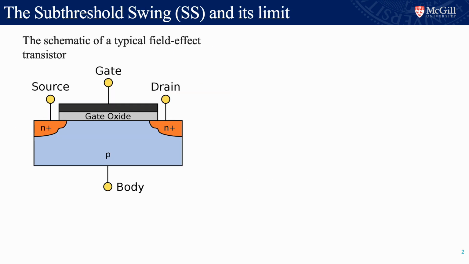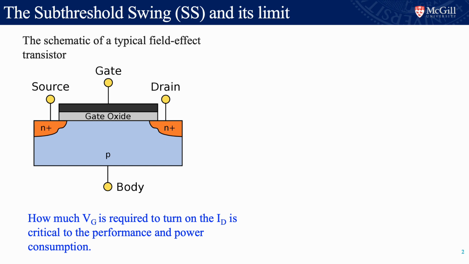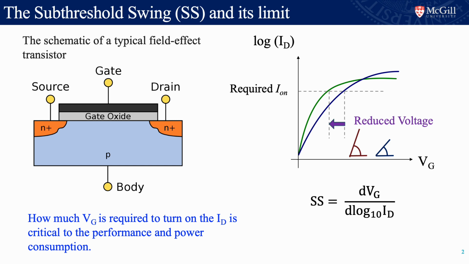Let me quickly go over a schematic of a typical field effect transistor that consists of a gate, a source, and a drain. How much gate voltage is required to turn on the drain current is critical to the performance and power consumption. It is formally defined as this formula. So we want this slope to be as steep as possible, because the steeper this slope is, the smaller the voltage required to increase the current by tenfold.